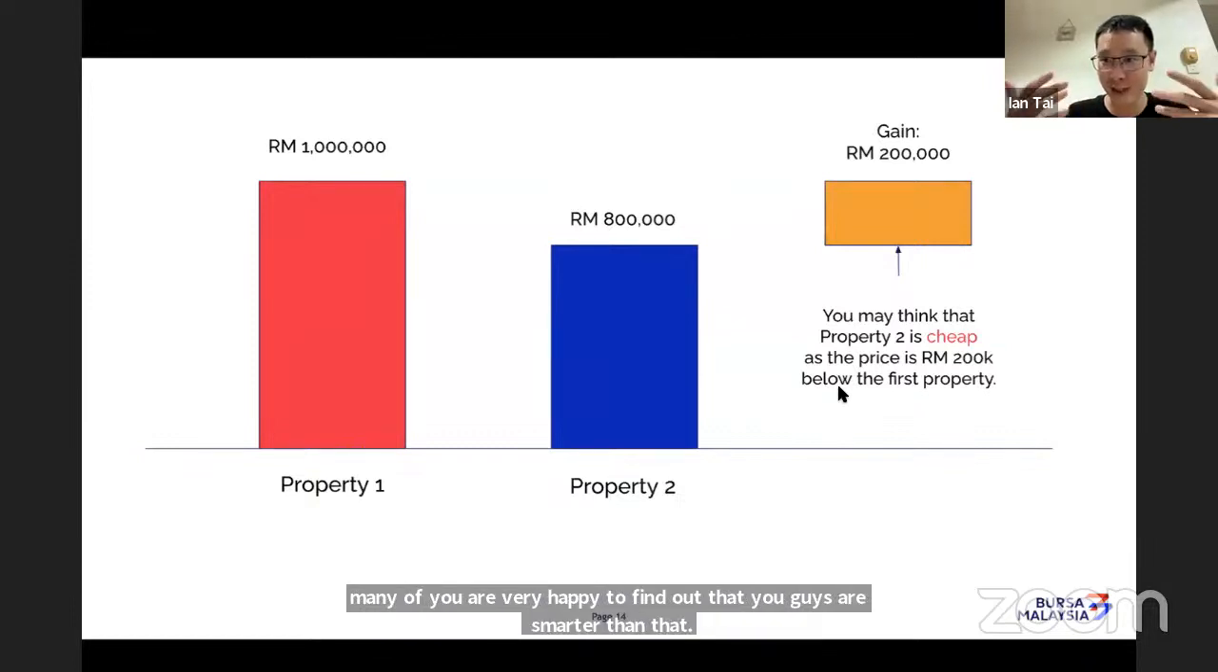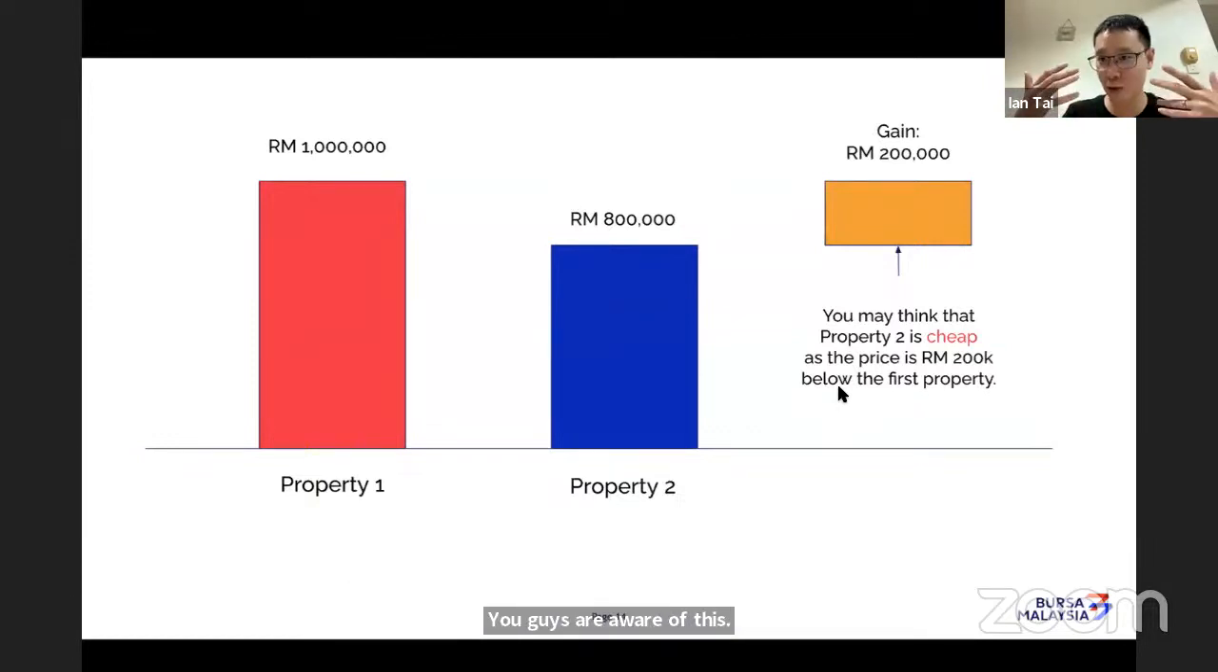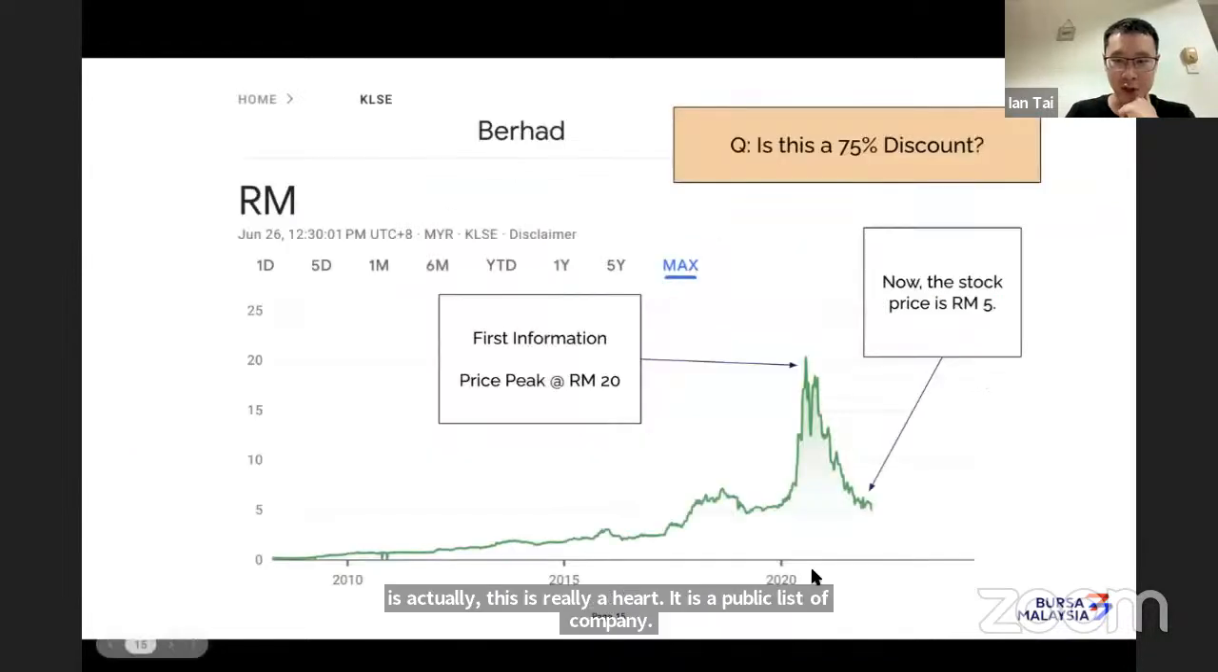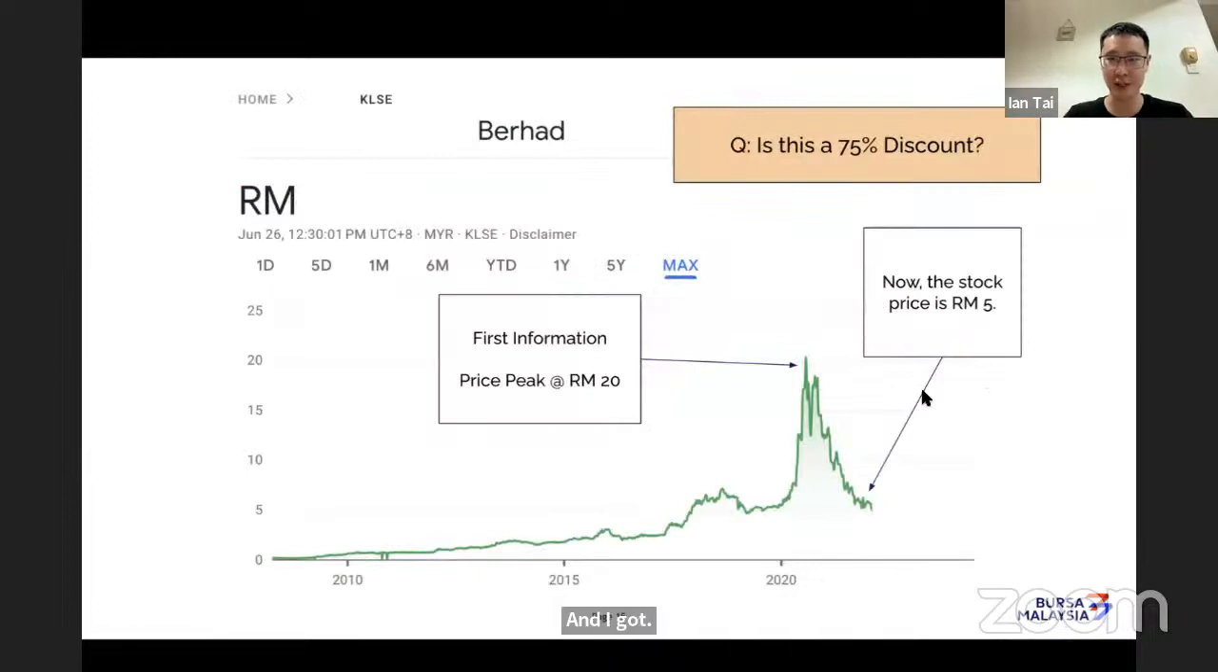So now let's translate this into the stock market and see how it works. Now we have this Berhad, a public listed company, and I have this stock price chart over here.